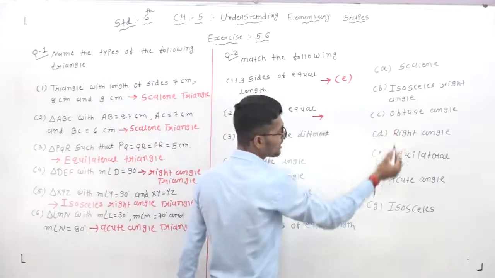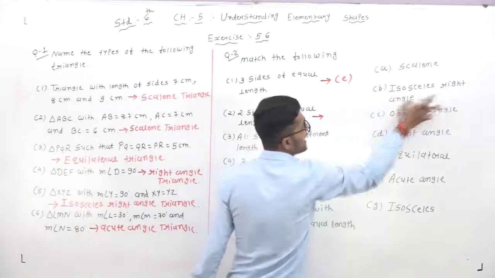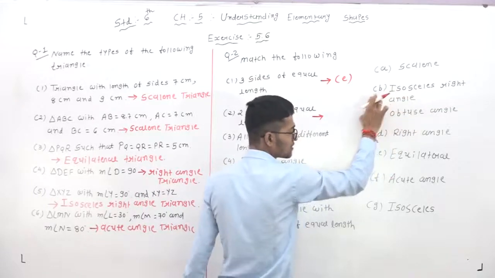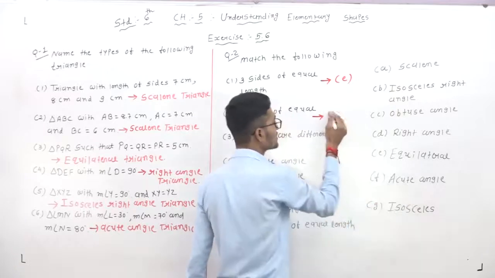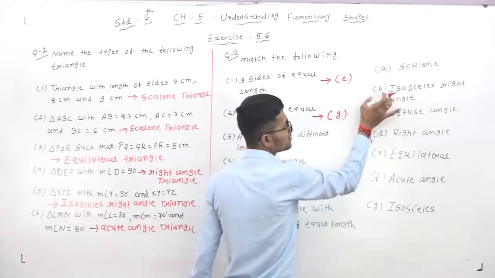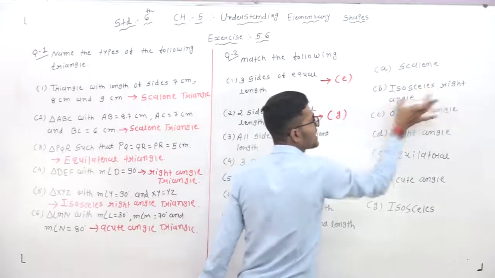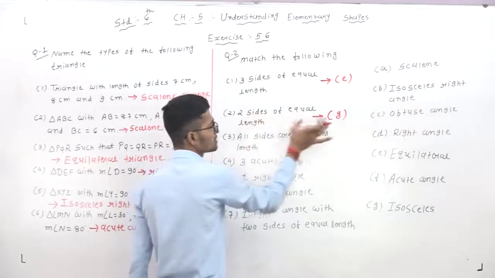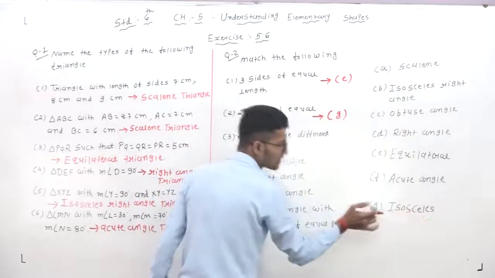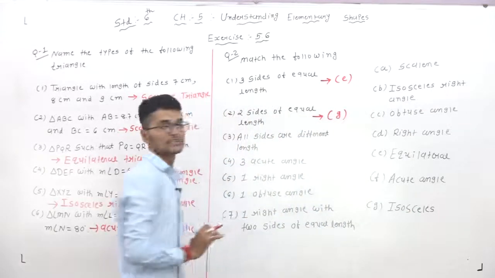So isosceles triangle, but here there is also isosceles right angle, no? So this one is not our answer, but our answer is this one. Why? Because here only isosceles is given. So in this question the answer is G, not this one. Here only two sides of equal length are given, which means isosceles. So in this question the answer is G.